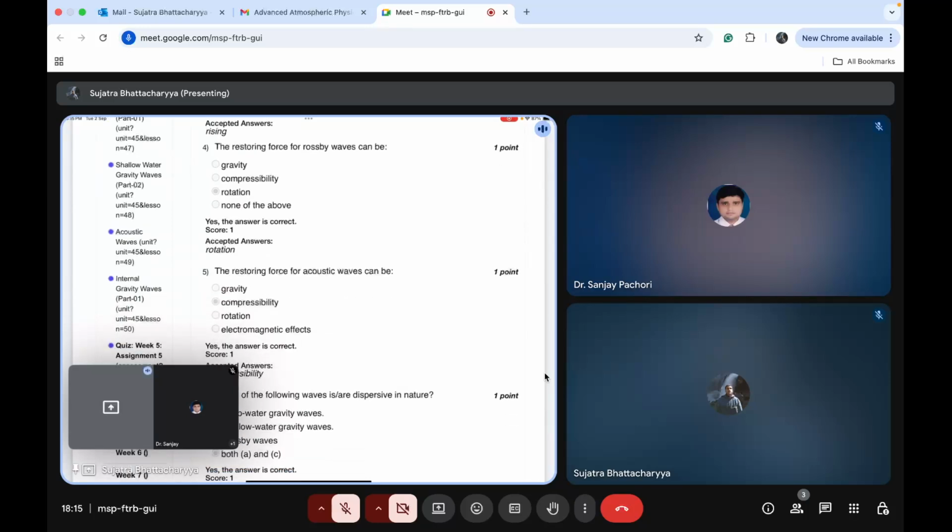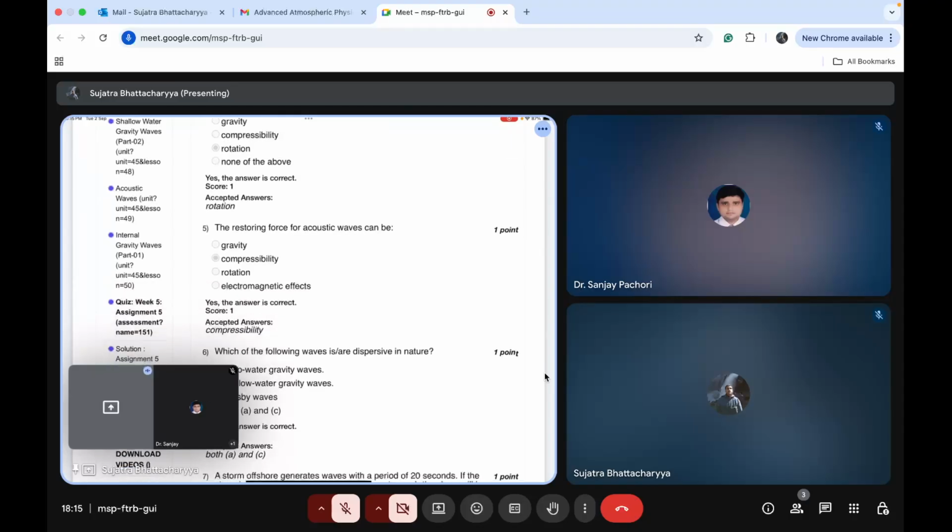Right. So this is another restoring force for acoustic waves. We have seen that it is the compressibility of the medium. Right. This we have seen already.